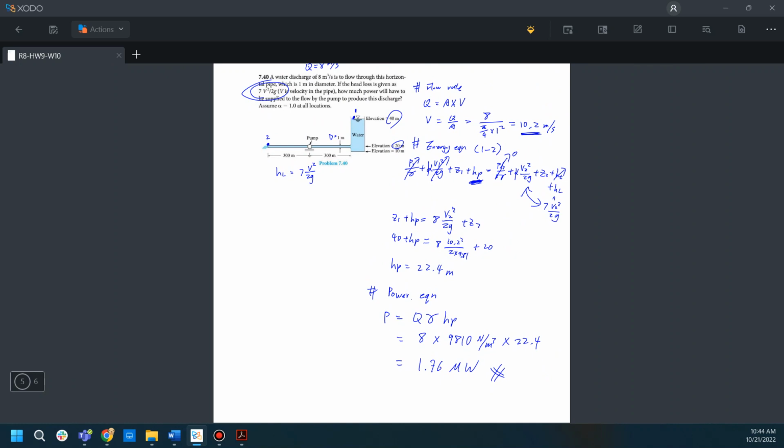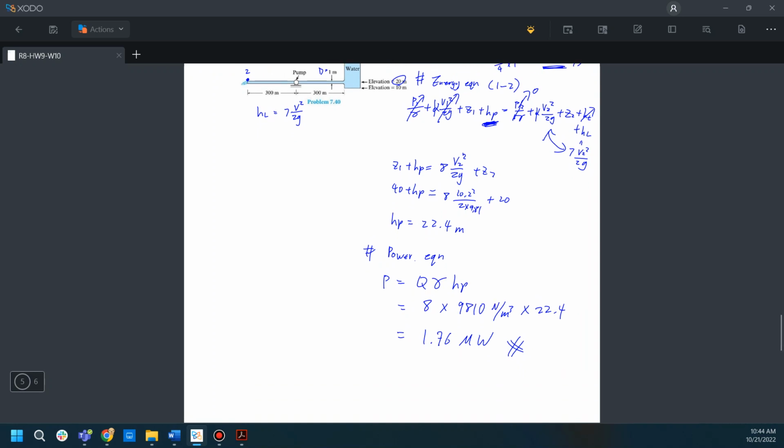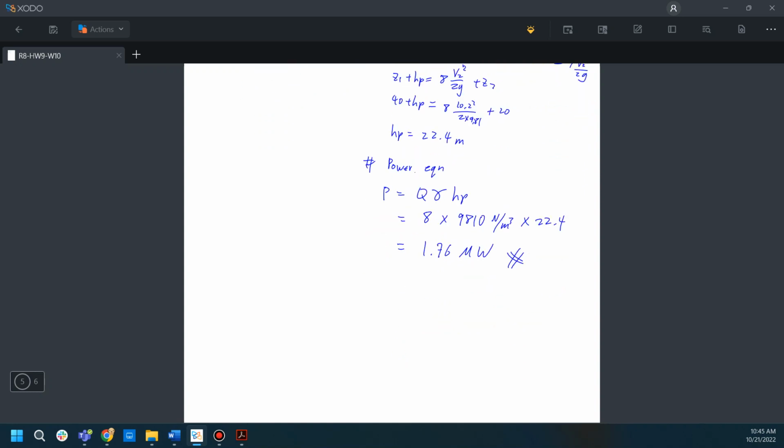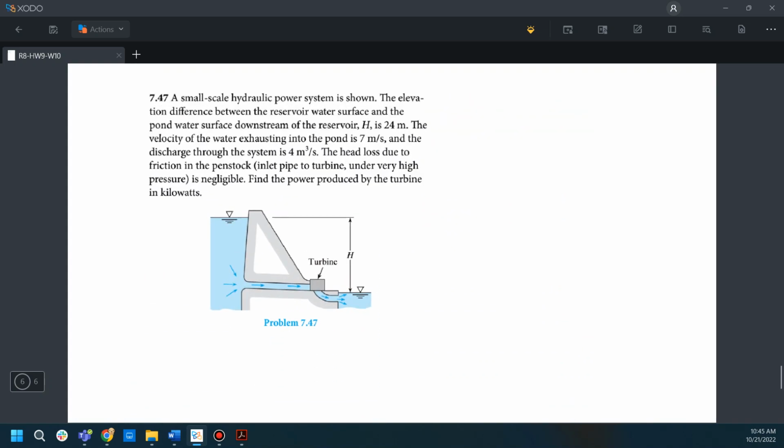Okay. So we follow our plan to solve every variable step by step. First, we solve the flow rate, then we apply the energy equation for point 1 and point 2 to figure out the pump head. And then we apply the power equation to turn this pump head into the power. Okay, so let's go to the next problem.